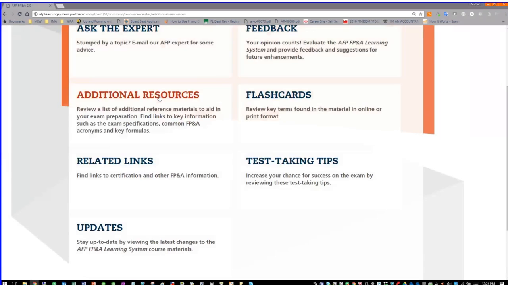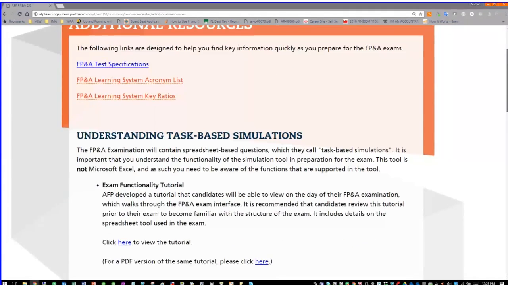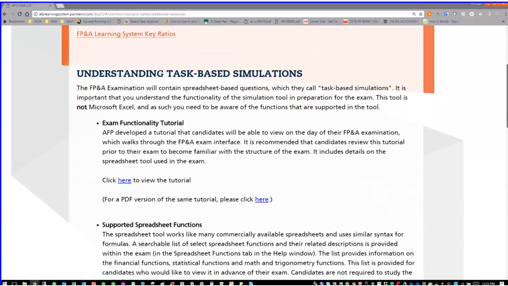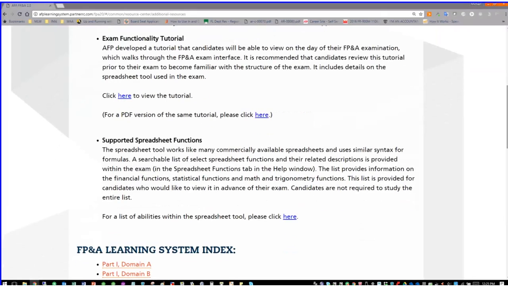Okay, additional resources. Here's the test specifications, an acronym list, key ratios. There are online tutorials that take you through the exam. Yeah, that's an important one. I'm not going to play this because I don't think the audio and video will work well through the conference. But you do want to come in here and learn about the spreadsheet functionality and the tool. That's a real important part for this. When you get to the task-based simulations, you will find that you need to use a spreadsheet. You're directed to use spreadsheets.